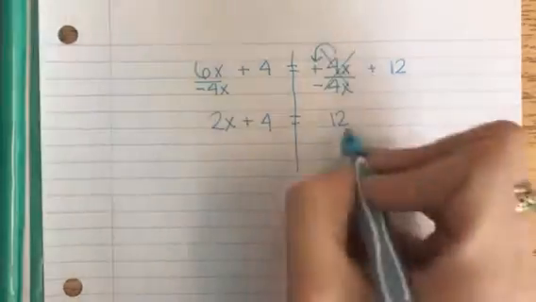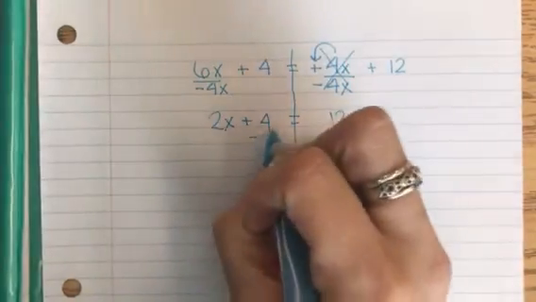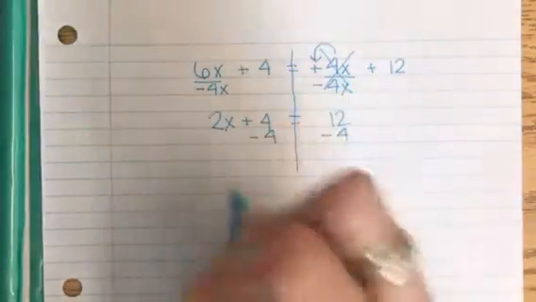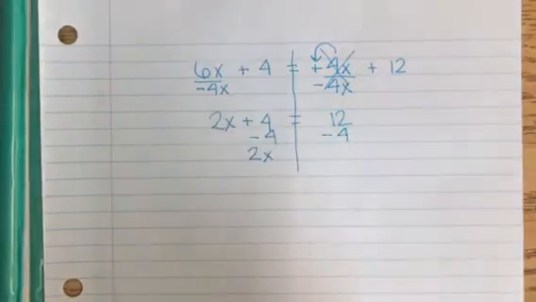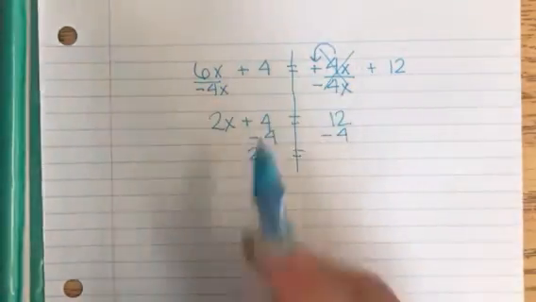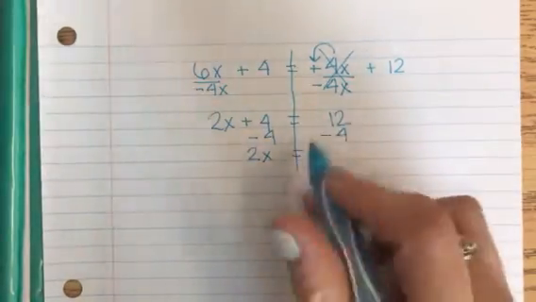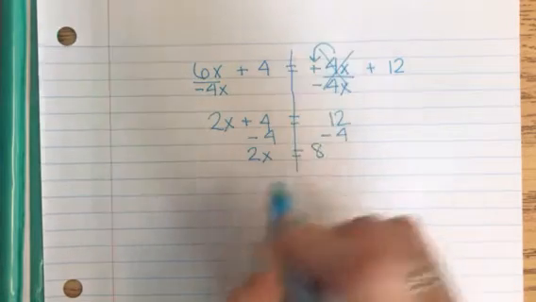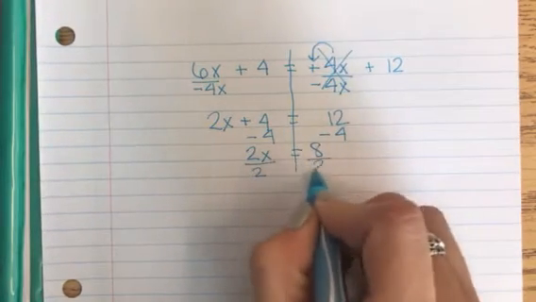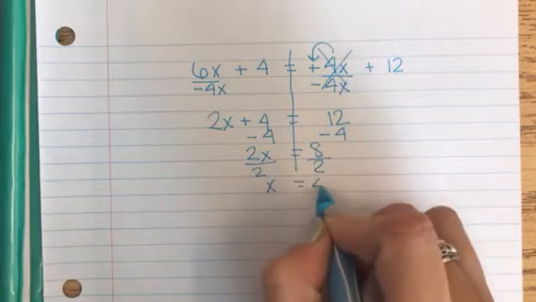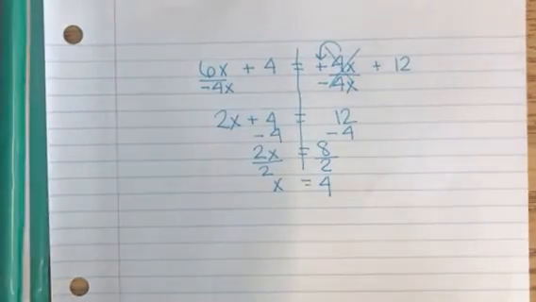And then from this point, we just have a regular two-step equation. If you're unsure how to solve this, you should go back and watch the video over solving two-step equations. But we're undoing addition with subtraction, and then we will undo multiplication with division. And we will get an answer of x equals 4.